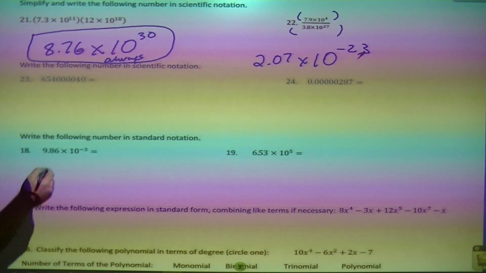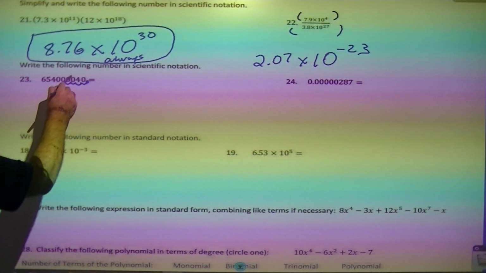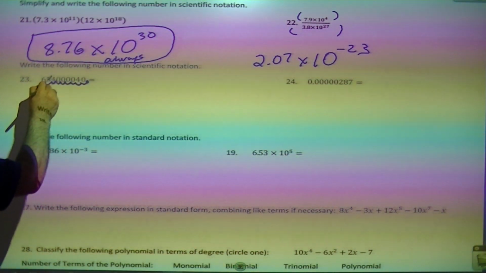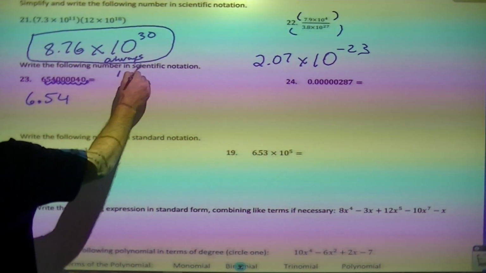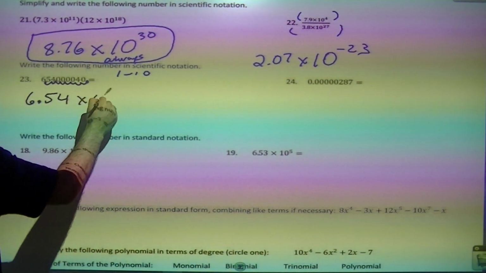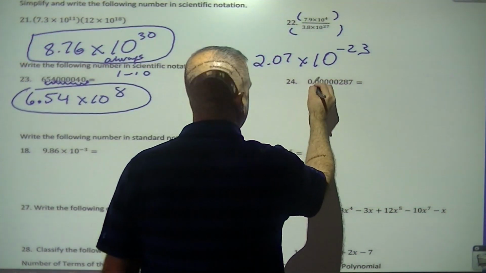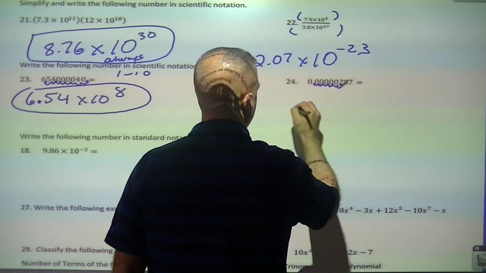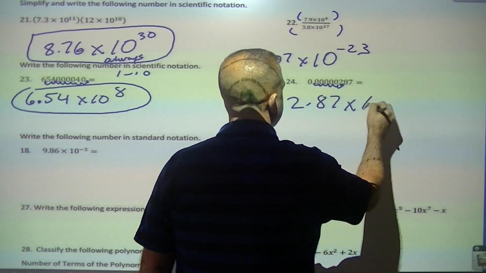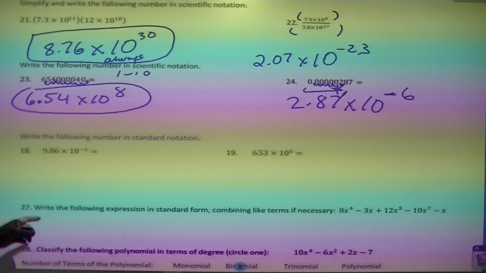To write in scientific notation, I just start this, I move it 1, 2, 3, 4, 5, 6, 7, 8. Okay? So I move it till the number is between 1 and 10, okay? All right, so I moved it 8 spaces, so that's 10 to the 8th, okay? This one, they give me the decimal, 1, 2, 3, 4, 5, 6, okay? So it's 2.87 times 10. When I move this way, though, the exponent ends up being negative, okay?